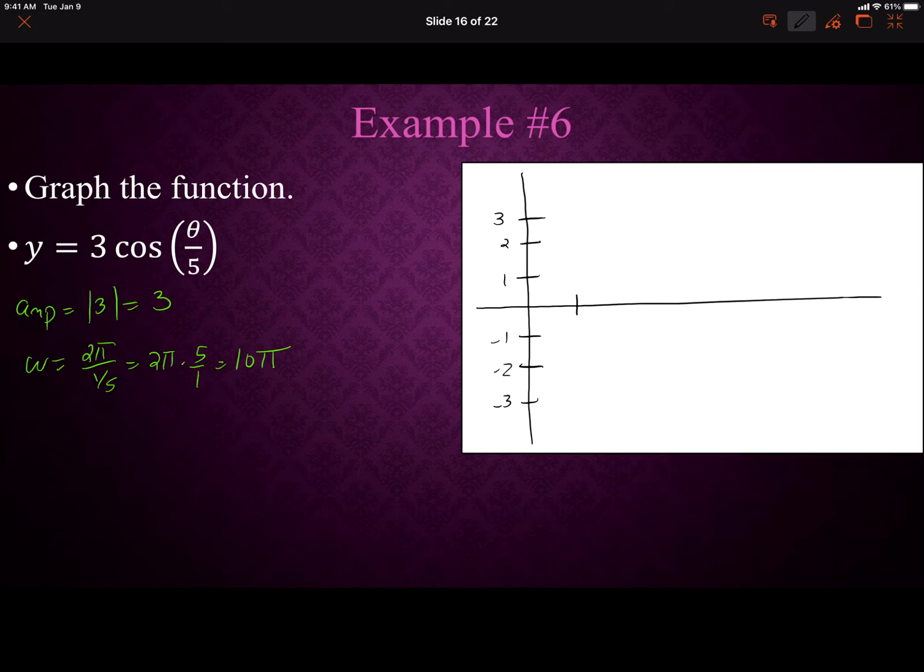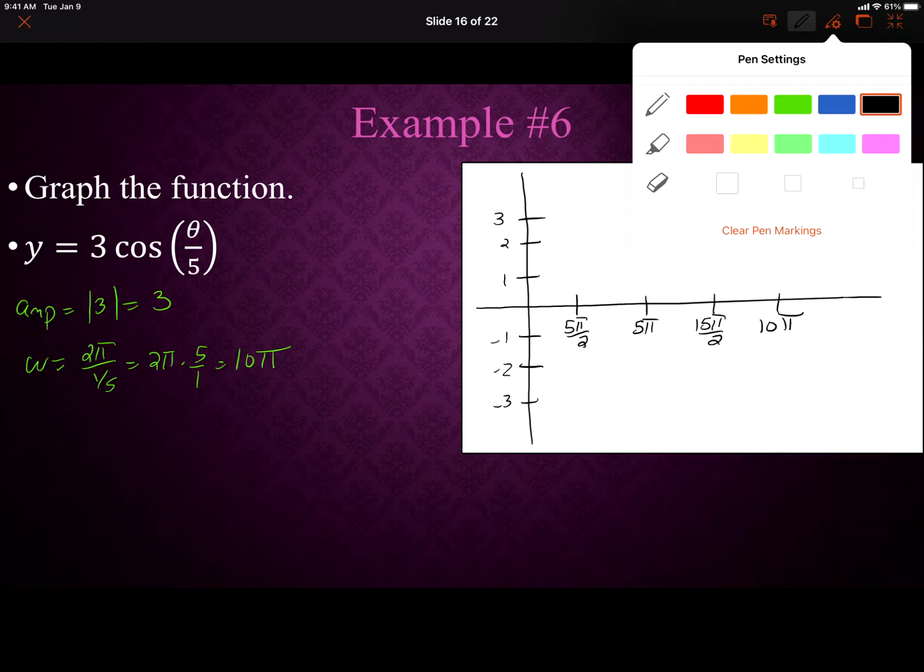Our 4 horizontal values. So the first one is the quarter period. Quarter of 10 pi is 5 pi over 2. So everything's going to go up by 5 pi over 2, as you'll find, because the half period is 5 pi. 3/4 period is 15 pi over 2, and then full period is 10 pi.